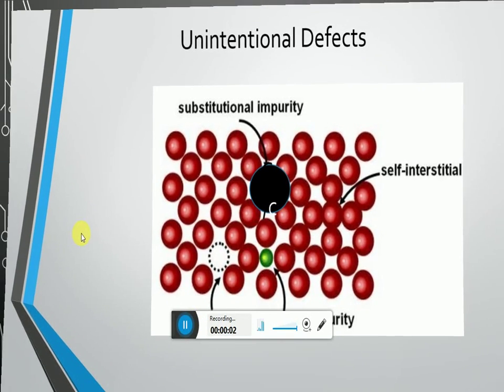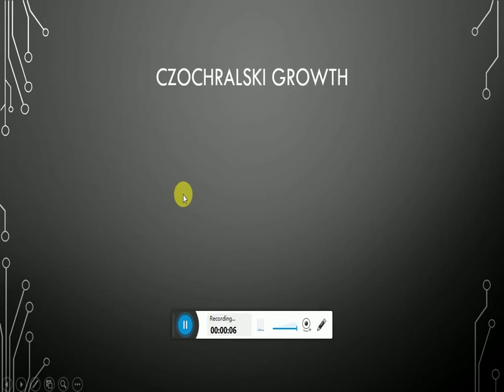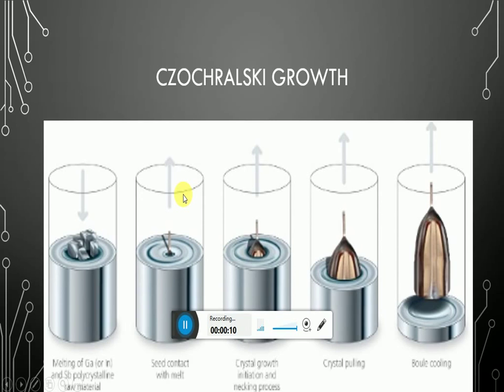Now we'll have a look at the manufacturing process of pure silicon. Usually the process which is adopted is the Czochralski growth process, and in this process we obtain single crystals of silicon. In this process we have molten silicon in a crucible at 1500 degrees Celsius. This crucible is made of quartz. Then we have a rod which is properly oriented and has a seed crystal on top of it. Then with very precise pulling and rotation simultaneously, we make this ingot.